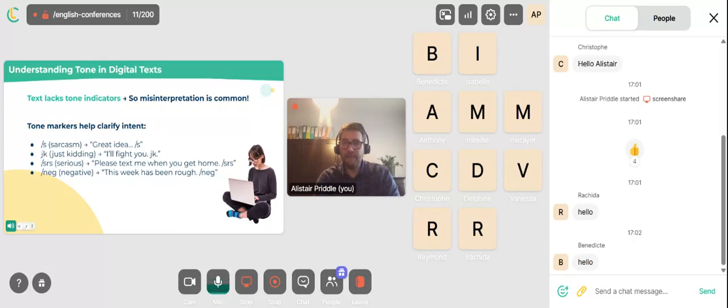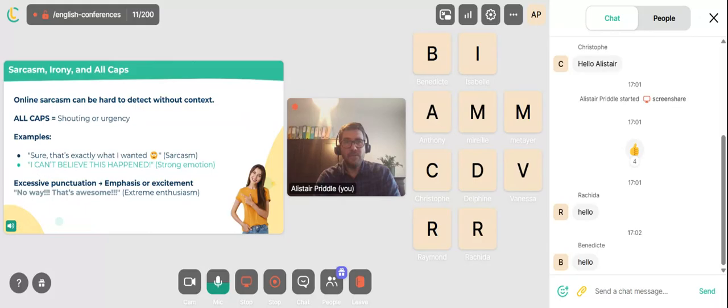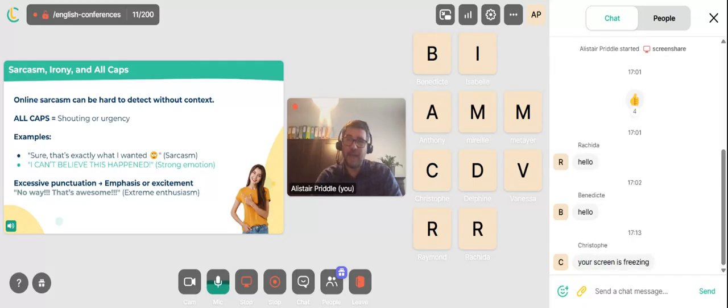Okay. So let's think about some other online vocabulary. We're thinking about sarcasm, irony, and all caps and what they represent. Okay. I had a message from Christoph saying my screen is freezing.